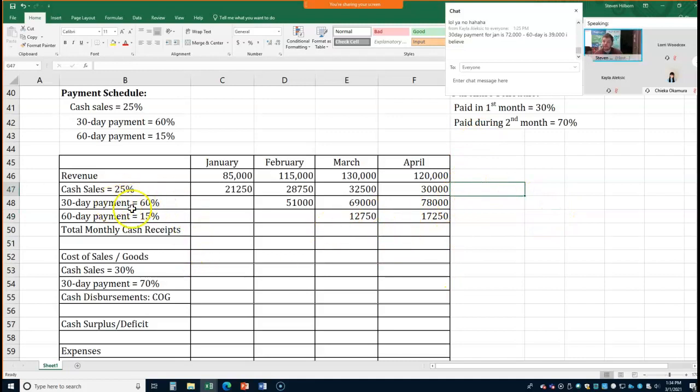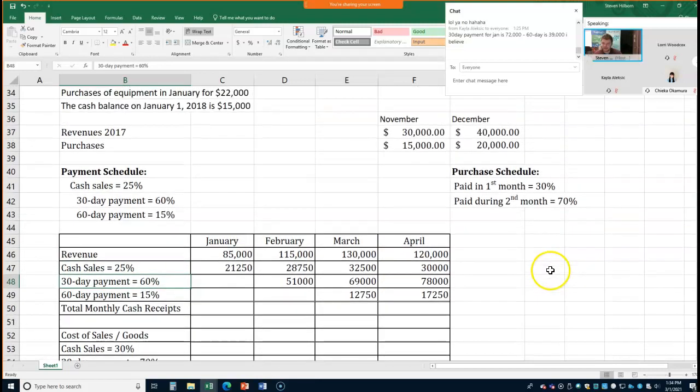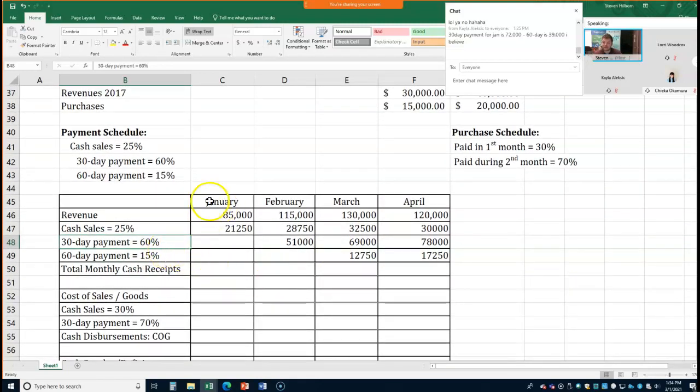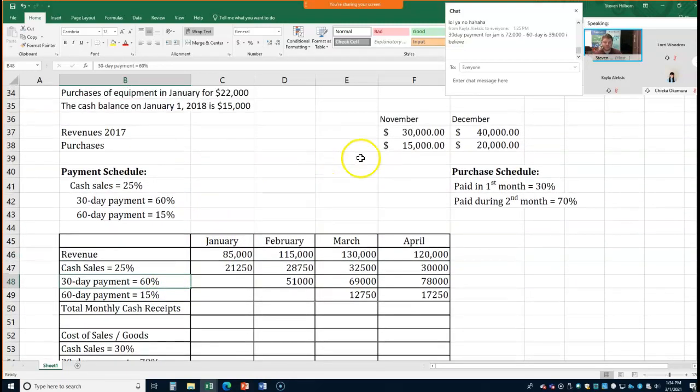Okay. And now we also need to find out the 30-day payment for January, or the amount of revenue that we're going to bring in. So 30 days ago in January, it was December. So in December, we had $40,000. So we will get 60% of that $40,000. As well, in February, we will get 15% of that $40,000.